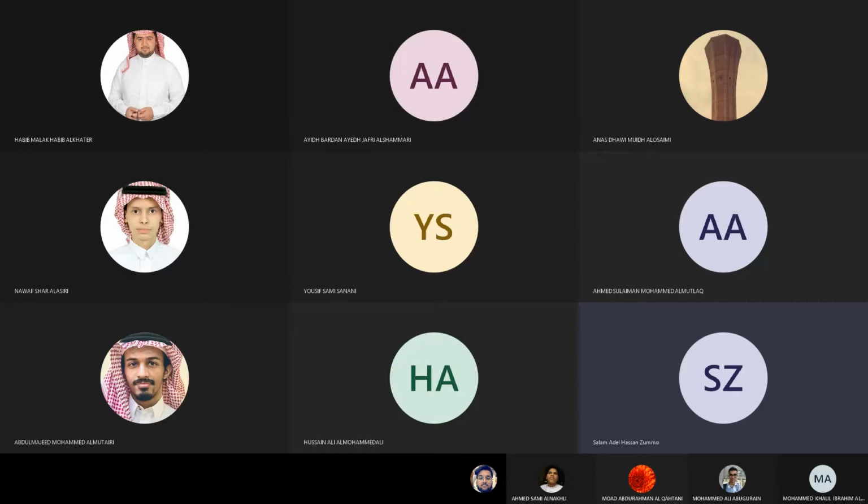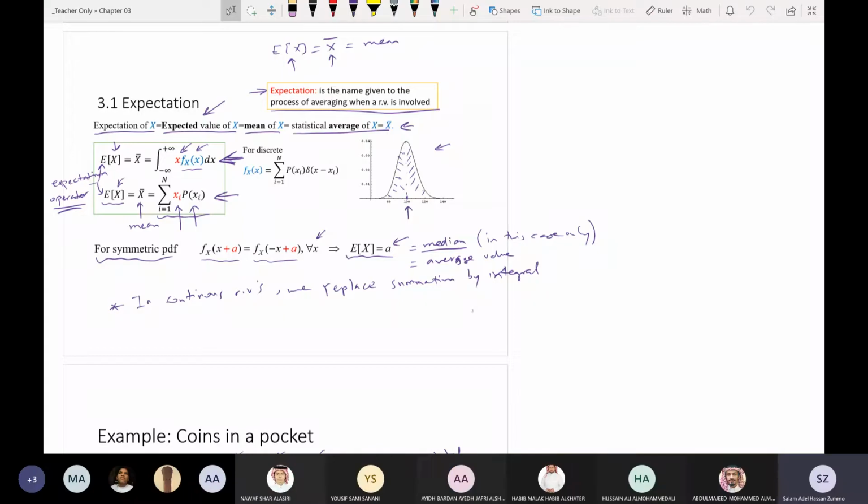Before we start, the first one is a reminder about the quiz. Quiz number 2 will be, inshallah, next Tuesday. It's very similar to the same setting as last time. It will be about chapter 2.